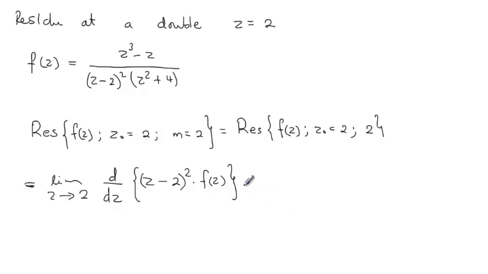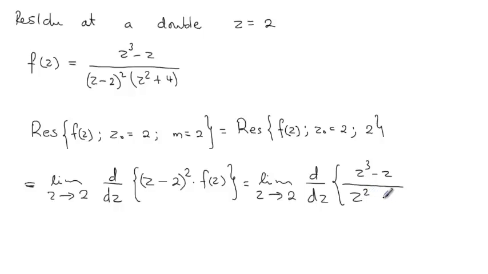Then we'll have this limit being the limit as z, sorry, approaching 2 of the first derivative of z cubed minus z all over z squared plus 4. Please make sure that you understand how we end up with this expression.